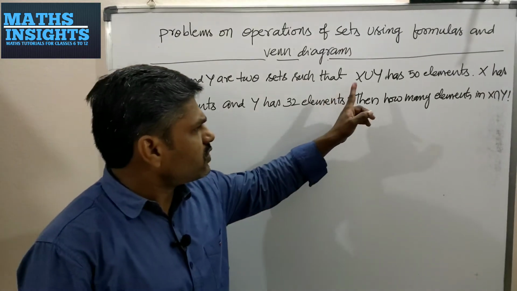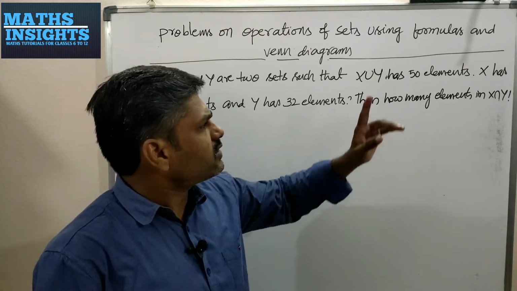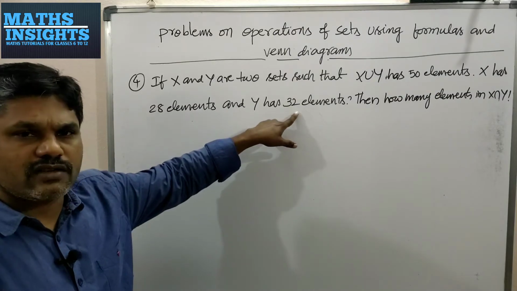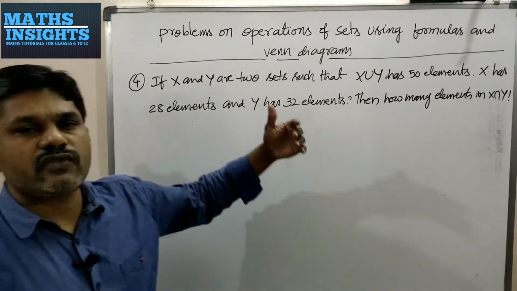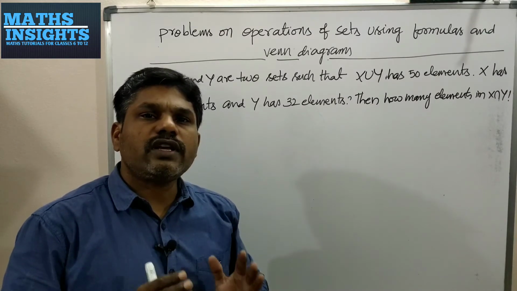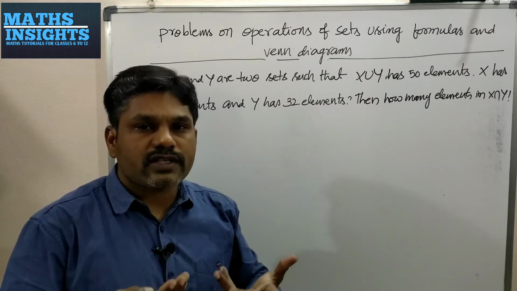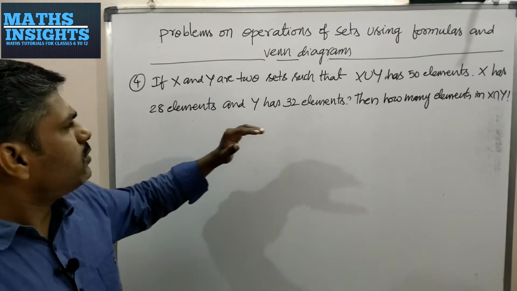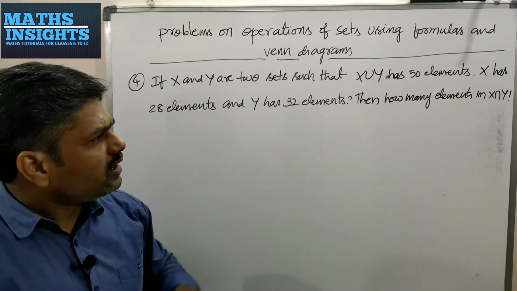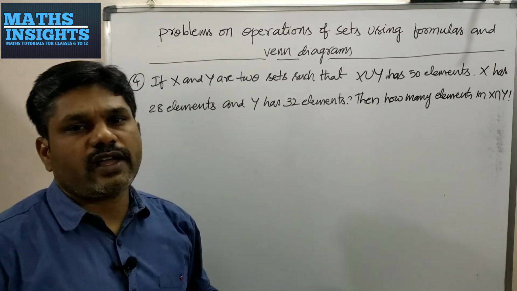Students may get confused that X union Y means you are combining those two sets, then you have 50 elements, and if you combine these two, X and Y, you are getting more than 50 elements. So my dear students, you are counting some elements which are common to both X and Y twice. That's why you are getting more elements if you combine the elements of X and Y individually. This problem can be solved by using a formula and by using a Venn diagram also.